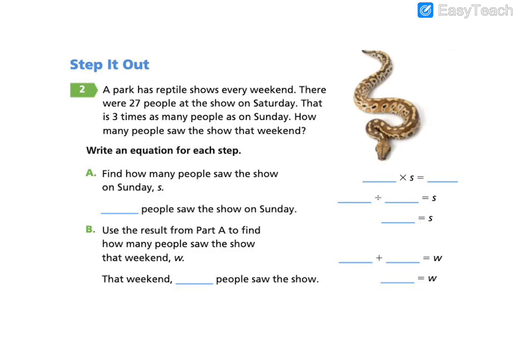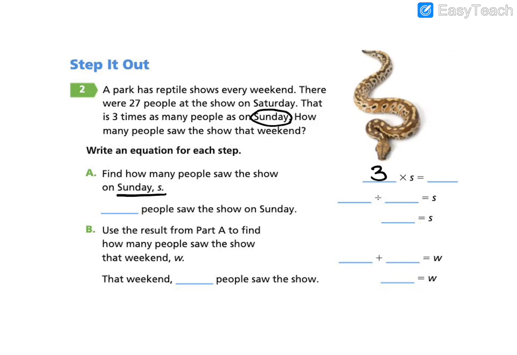Number 2, a park has reptile shows every weekend. There were 27 people at the show on Saturday. That is 3 times as many people as Sunday. How many people saw the show that weekend? Okay, we have a couple of unknowns here. We don't know how many people saw the show on Sunday. We only know that Saturday had 3 times as many people as Sunday. So let's go ahead and fill in our equation for how many people saw the show on Sunday.